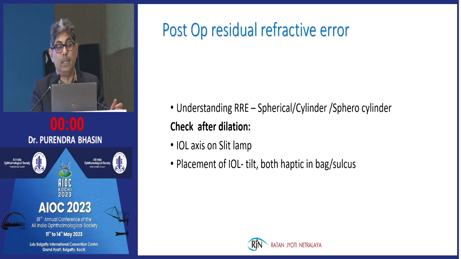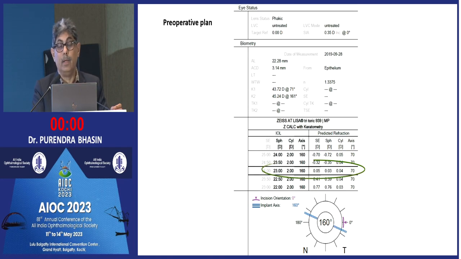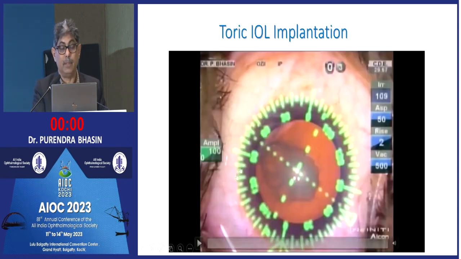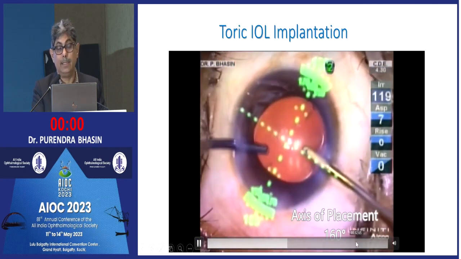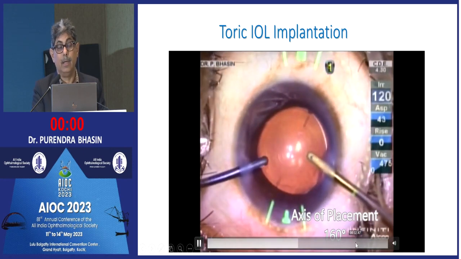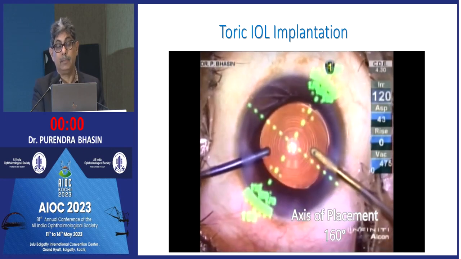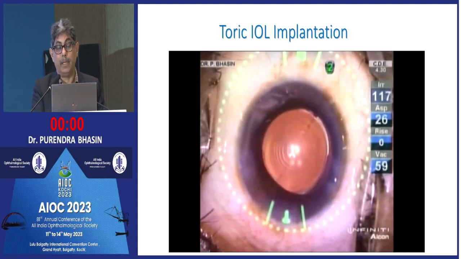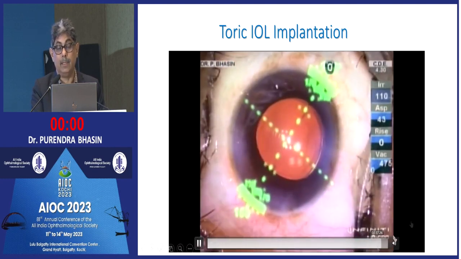Also check the placement of the IOL, whether there is a tilt in the lens, or whether both haptics are in the bag, or one haptic is partly in the sulcus, and there are chances of rotation of the lens. This is a case wherein a 23 diopter, 2 diopter correcting trifocal toric was implanted, and the patient's preoperative astigmatism was 1.5 diopters. So everything went fine. This is a plate haptic trifocal toric lens, the axis of placement is 160 degrees, and it is properly aligned, and the surgery went fine, as you can see here.